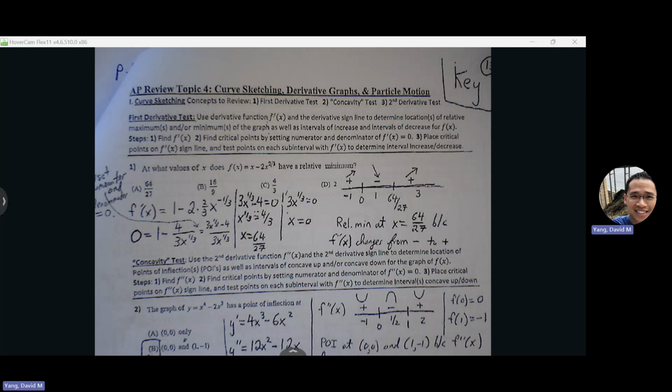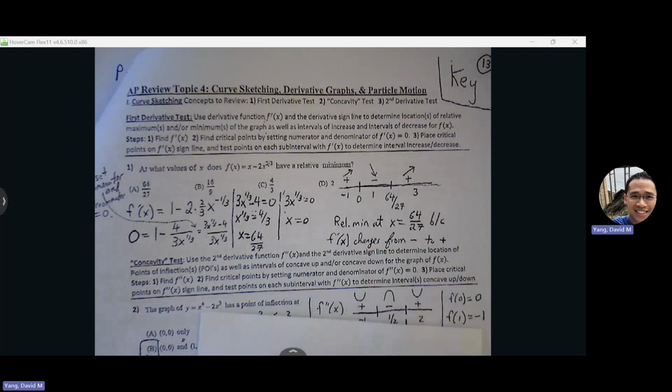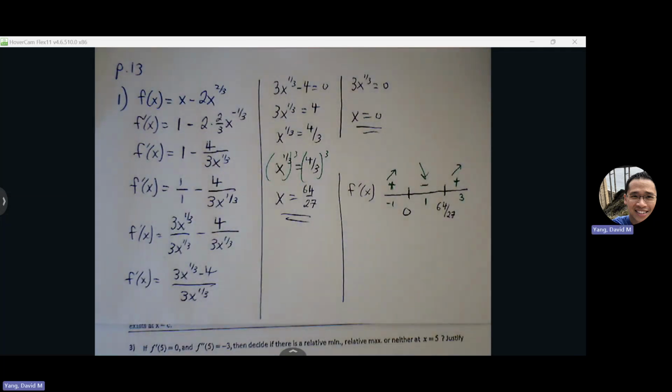Okay, number 2, points of inflection. So points of inflection comes from the second derivative function. So we're going to do a similar process as number 1. It's just that we're having to do everything at the second derivative level instead of the first derivative level. So we're going to find y prime, find y double prime, set y double prime equal to 0, find your critical points, populate your sign line, and then test your subinterval. So here's number 2.